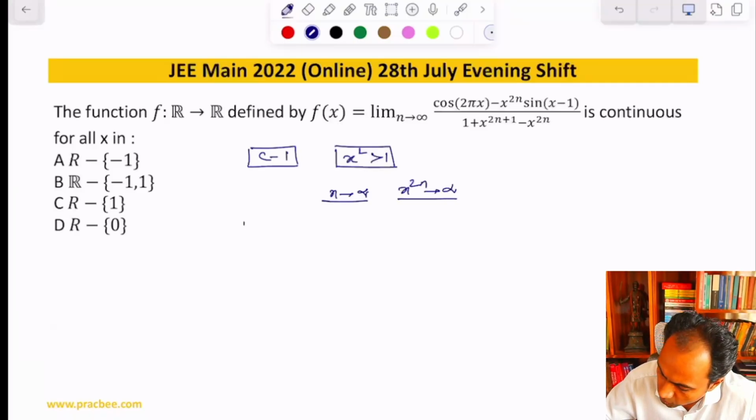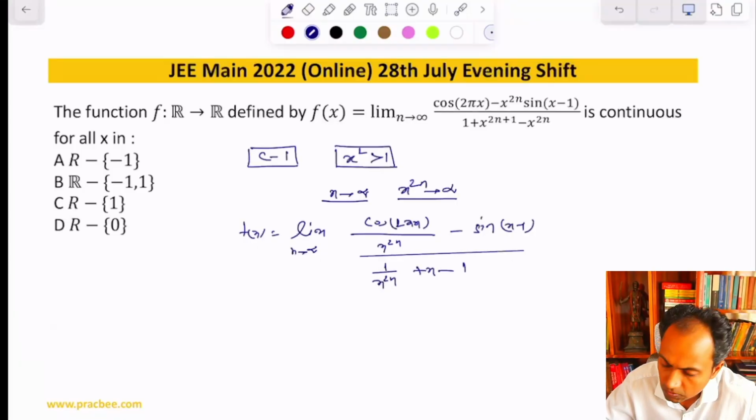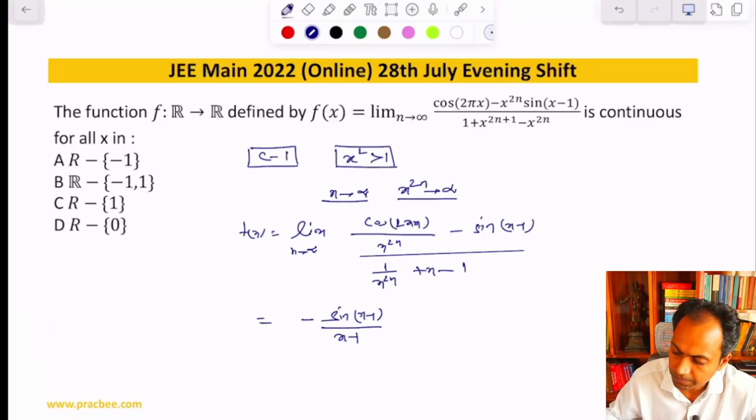And as a result, if you want to find the value of this function, we will have to divide it by x raised to the power 2n. So, this becomes cos of 2 pi x by x raised to the power 2n minus sine x minus 1, divided by 1 upon x raised to the power 2n plus x minus 1. Now, if you put this limit, you will be able to understand that the answer comes out to be minus of sine x minus 1 by x minus 1.